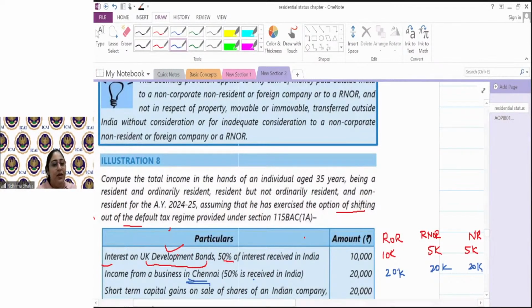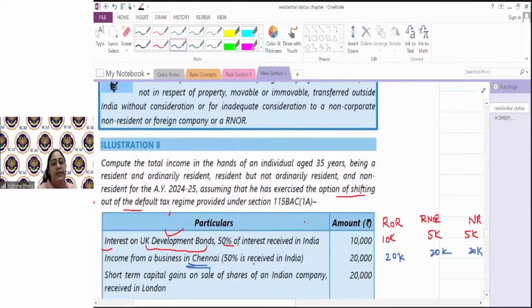Next, short-term capital gains on sale of shares of Indian company received in London. First, guys, point 4 of section 9, subsection 1, clause 1. Income from capital asset situated in India. Income from transfer of capital assets situated in India. Shares of Indian companies are capital assets situated in India. So entire 20K would be taxable.